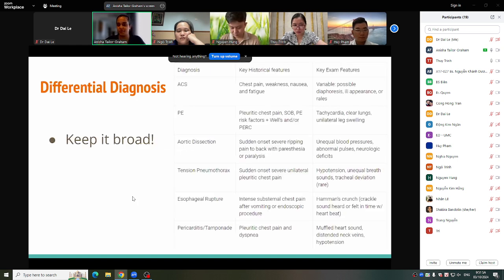So, perfect, we want to keep it broad. Want to make sure that we're adequately ruling these things out, especially if we have a sick looking individual. We want to make sure that we're doing our due diligence in these. So acute coronary syndrome again, pulmonary embolism, aortic dissection, tension pneumothorax, esophageal rupture, pericarditis, myocarditis, and cardiac tamponade.